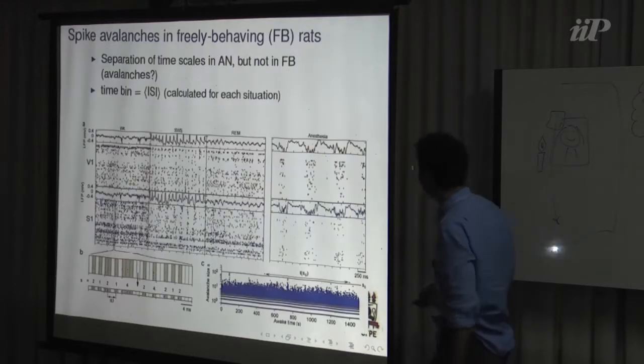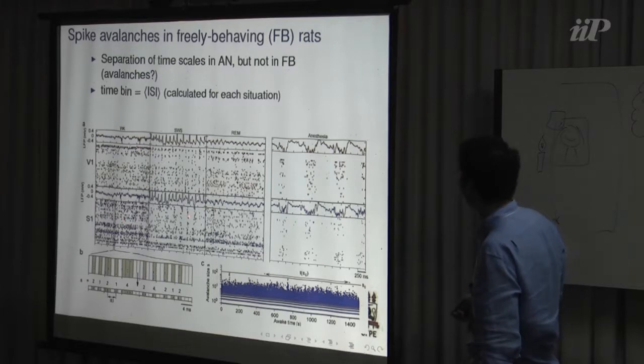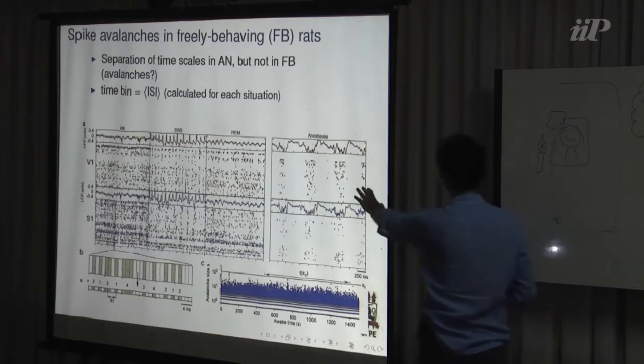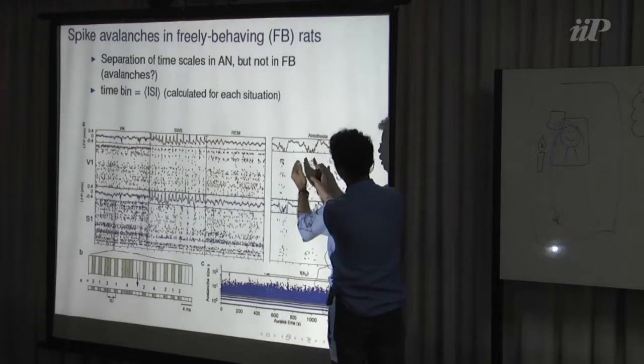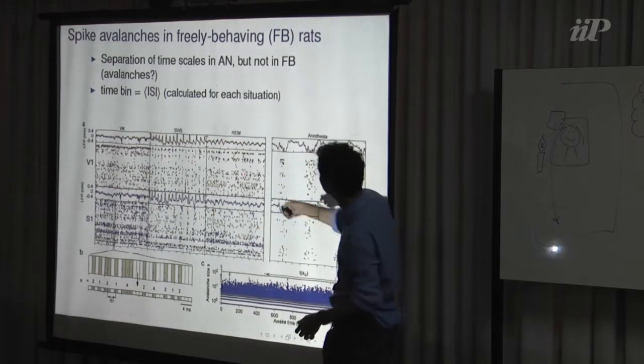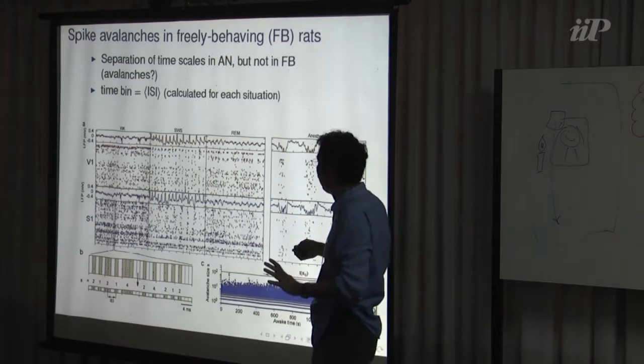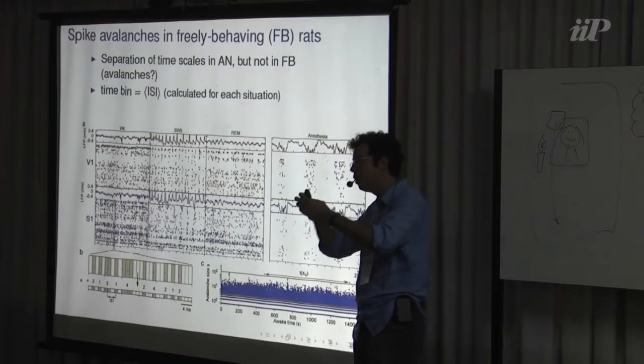Right? So this is what a raster looks like. You could argue that you have separation of time scale here, maybe. So this is much shorter than that. But here, clearly, you don't. This is anesthesia. This is a freely behaving animal, V1, S1. Clearly, you don't have avalanches in the rigorous sense.